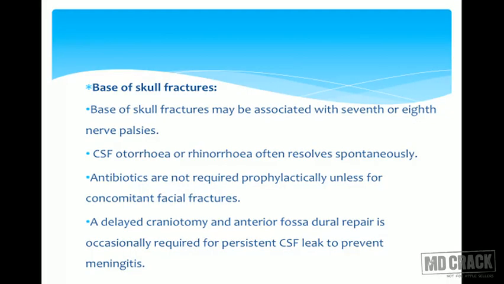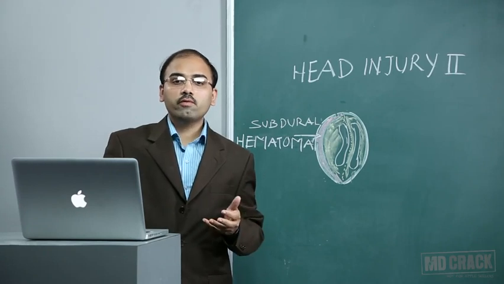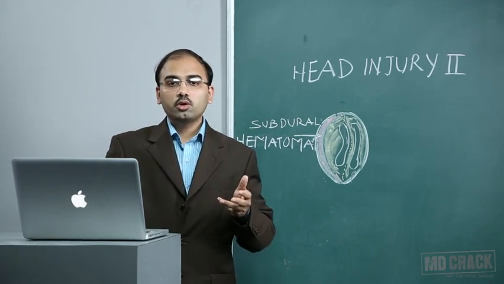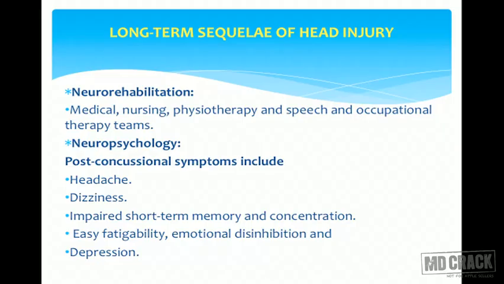A delayed craniotomy and anterior fossa dural repair is occasionally required for persistent CSF leak to prevent meningitis. So if you have got prolonged CSF leak in anterior cranial fossa fracture, you may require dural repair by exogenous material. Now we'll see what are the long-term sequelae of head injury. In this we have got neurorehabilitation, which will include medical nursing, physiotherapy and speech and occupational therapy teams.